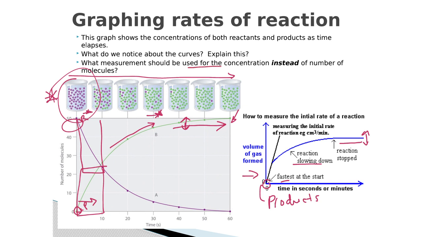So what measurement should be used for concentration instead of number of molecules? You might notice that's what they've used in this particular graph. It's not helpful. We cannot measure number of molecules. So we use this graph because it's got a nice image and a nice way to talk about what's happening with the reactants and products. But you cannot directly measure number of molecules. They're too small. So instead, maybe we would like to use mass over time, or volume of gas formed, or pH of a solution over time. There's many different ways that you can measure concentration.